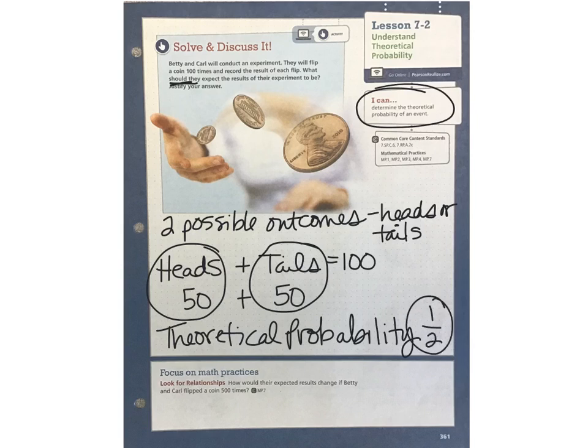Now, how did I get the fraction 1/2? Well, remember that each heads and tails should occur about 50 out of 100 times, which is equivalent to the fraction 1/2.